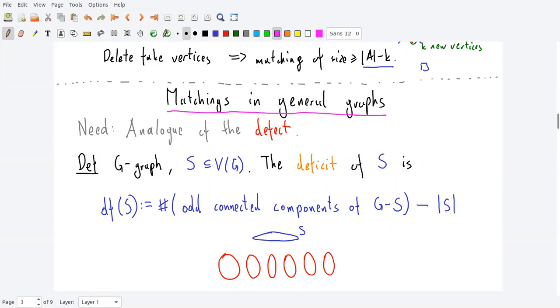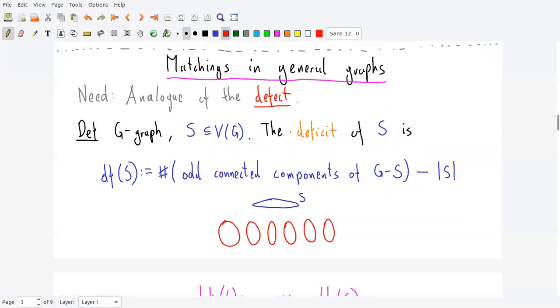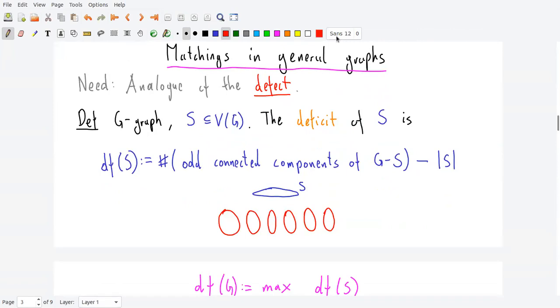And for this, we will need to actually state this condition. So we need to have an analog of this defect that we have. So now we are thinking about what is the witness that a graph doesn't contain a perfect matching, doesn't contain a matching that matches everywhere. This definition will be a little bit strange at first glance, but then it will turn out that it is actually a very good definition.